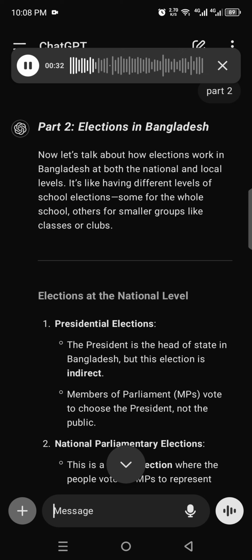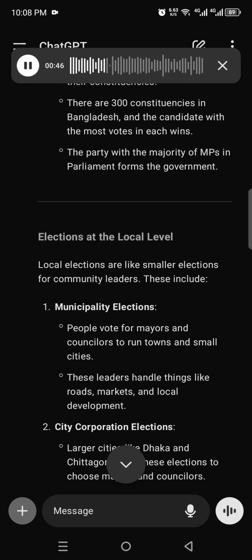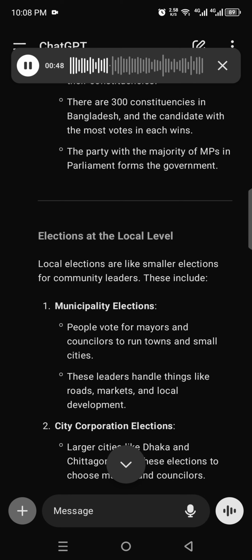2. National parliamentary elections. This is a direct election where the people vote for MPs to represent their constituencies. There are 300 constituencies in Bangladesh, and the candidate with the most votes in each wins. The party with the majority of MPs in parliament forms the government.